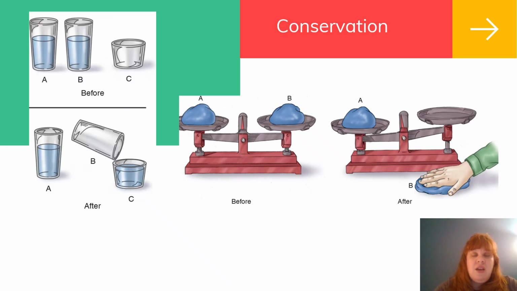But a child that has not developed the concept of conservation absolutely would not understand that. They would say, oh, no, C has less because it's smaller. They would not understand that even just because something changes shape, the amount doesn't change.